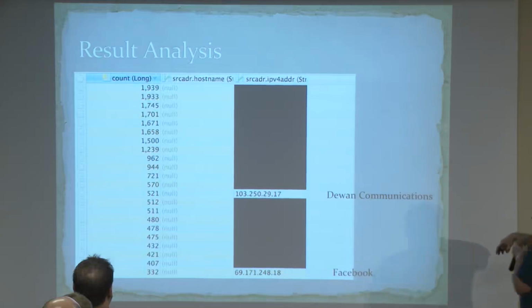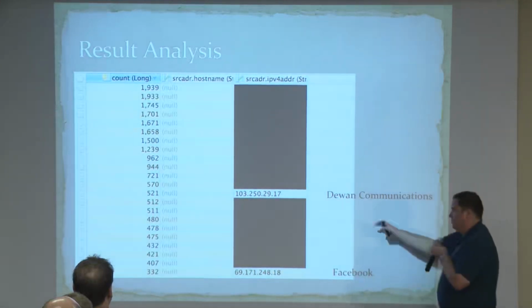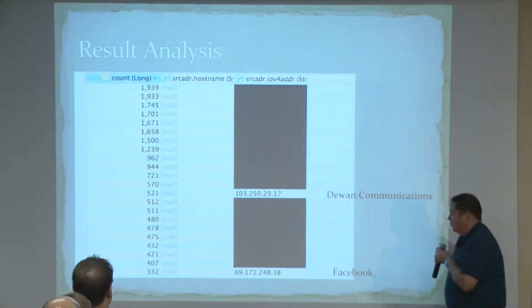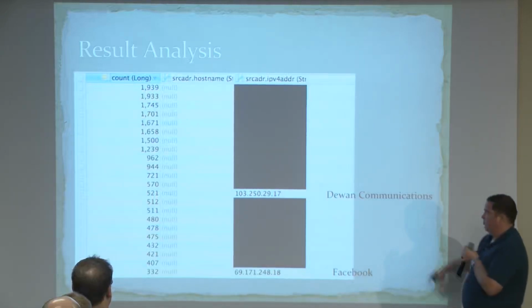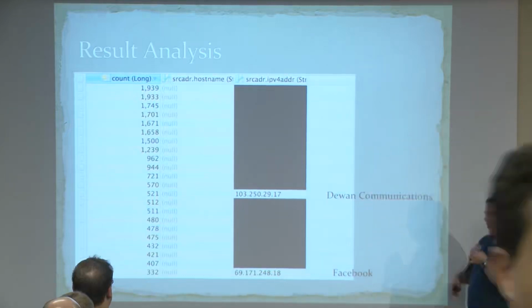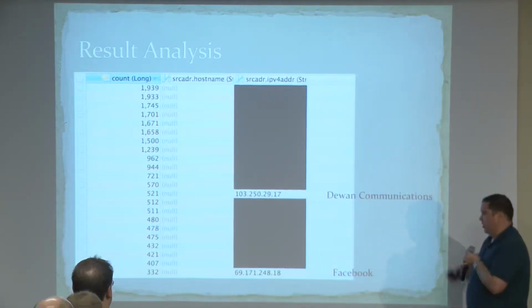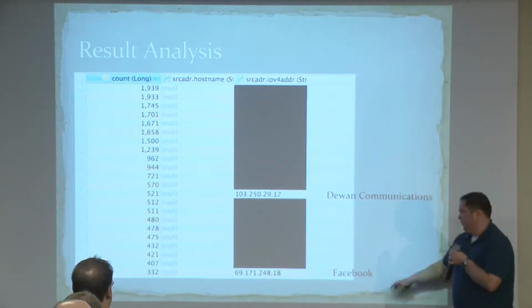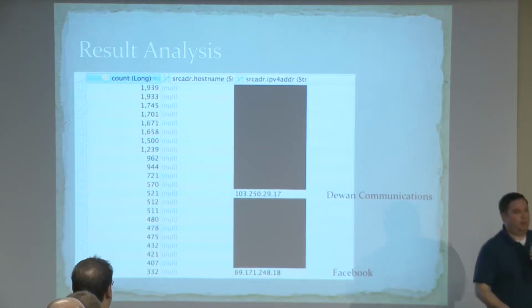And so I can see the number of times it talks. I can see the source IP addresses. And I just kind of pulled out a couple things and I said, wow, this is Dewan Communications. I have no idea what Dewan is. A lot of the other stuff was like Amazon, whatnot. Knew they were doing a lot of that kind of stuff. And then Facebook. All right, this guy likes Facebook. Cool.